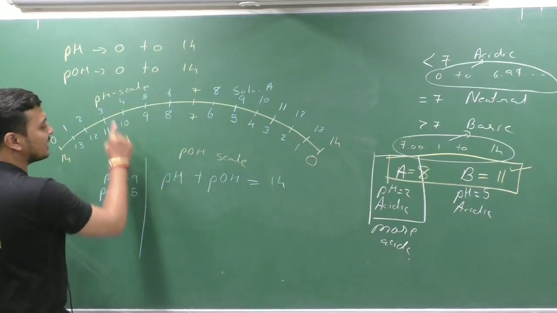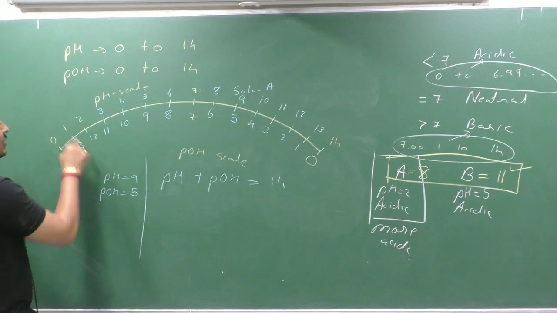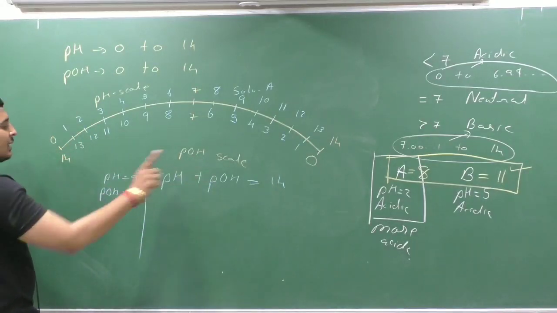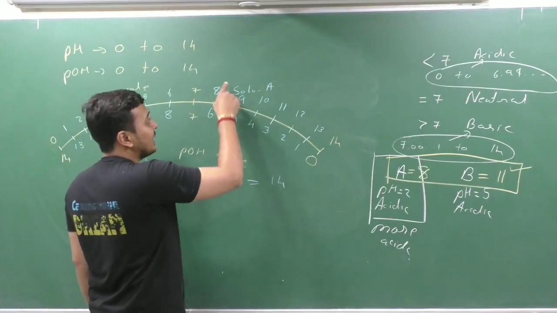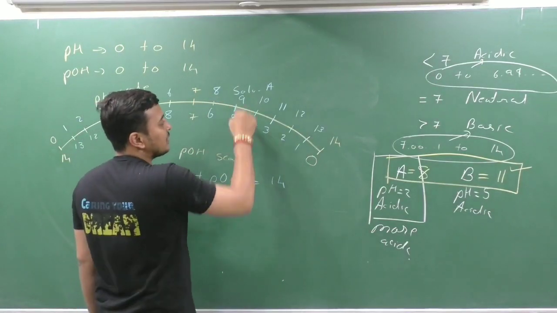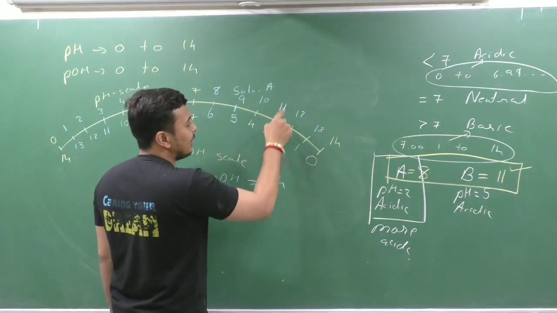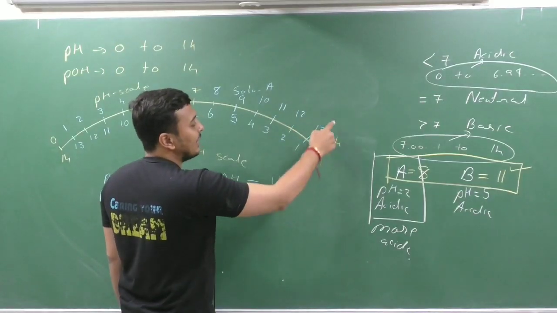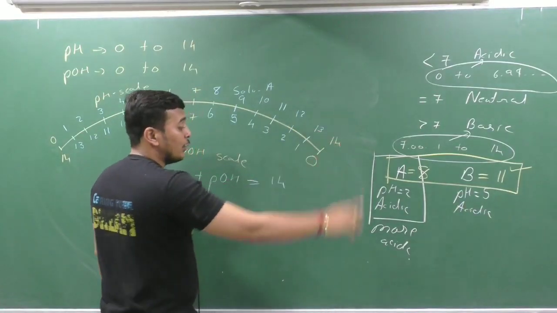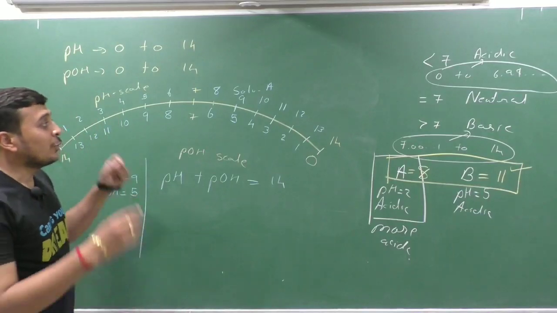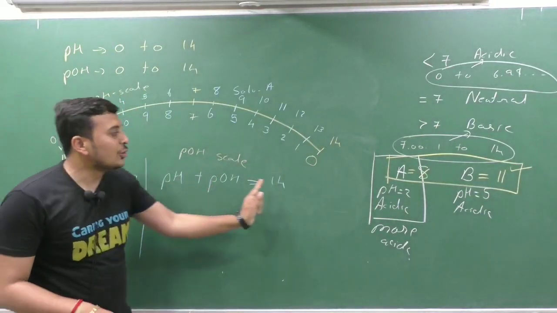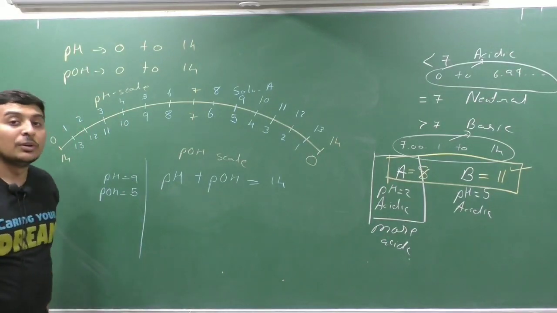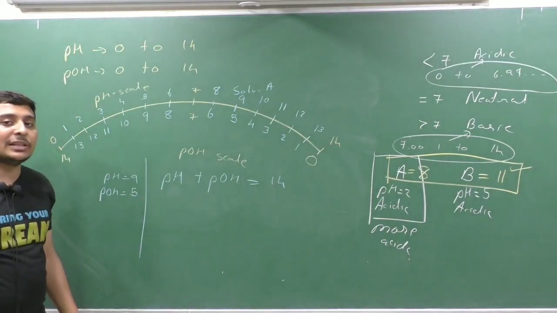So for any pH value and pOH value, 6 plus 8, 14. 5 plus 9, 14. 4 plus 10, 14. 3 plus 11, 14. 2 plus 12, 14. 1 plus 13, 14. 0 plus 14, 14. 7 plus 7, 14. 8 plus 6, 14. 9 plus 5, 14. 10 plus 4, 14. 11 plus 3, 14. 12 plus 2, 14. 13 plus 1, 14. 14 plus 0 also 14. So for any solution, if we measure its pH value and pOH value, the sum will always be equal to 14.